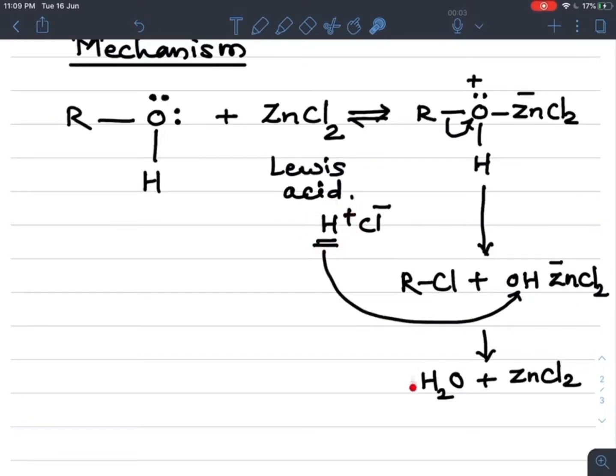also there. So this H plus combines with OH minus, and forms the H2O molecule with the replacement of ZnCl2. So this is the mechanism of the Lucas reagent when the reaction takes place with the alcohol. So this is about the Lucas reagent.